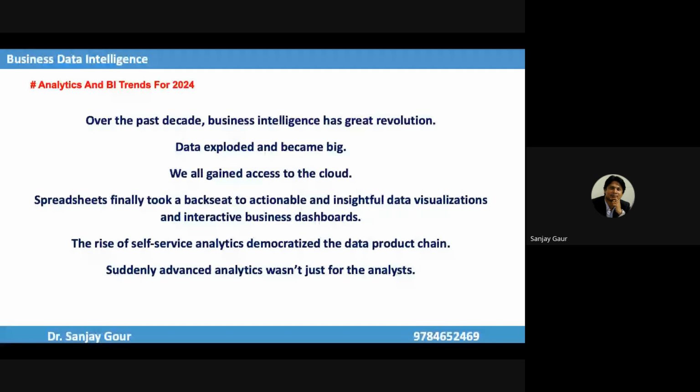Spreadsheets finally took a backseat to actionable and insightful data visualization and interactive business dashboards. The rise of self-service analytics changed the data product chain. Suddenly, advanced analytics was not just for the analyst. So there is a need to adopt advanced analytics trends and implement all of them with the right tools in the business to achieve its goals. Now make your data not simple data, make your data intelligence for business.